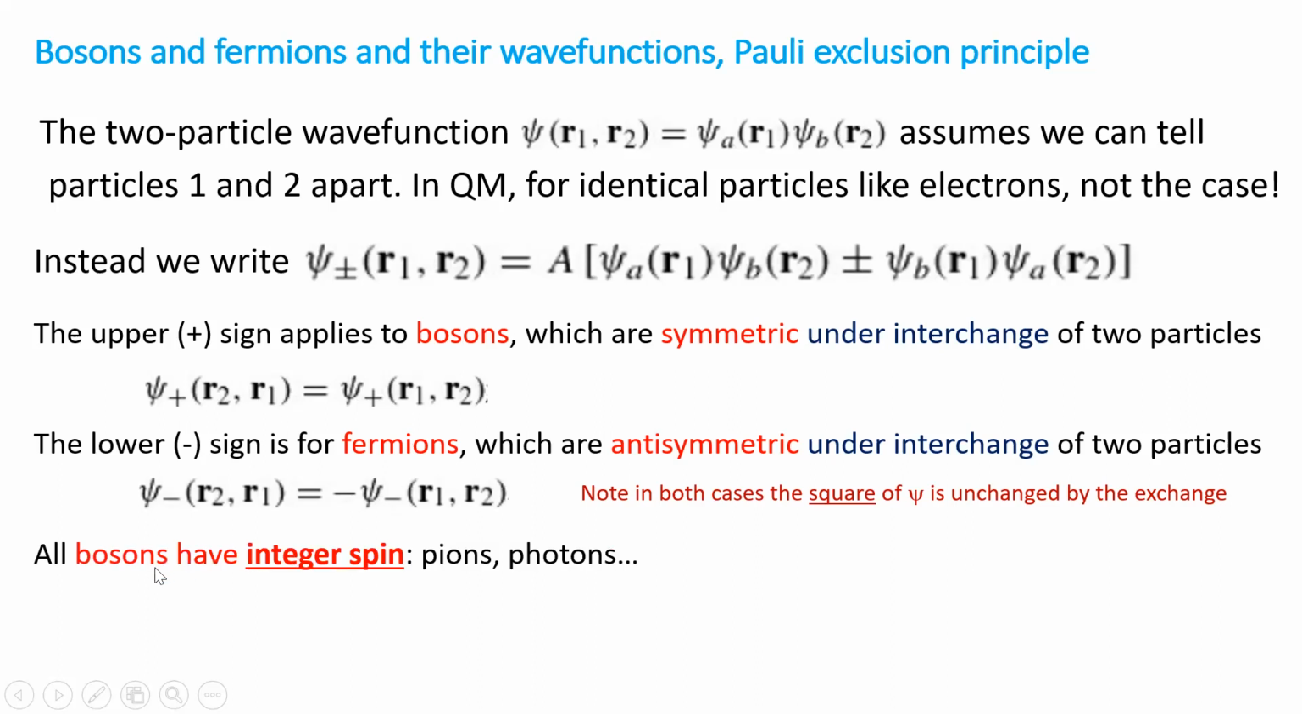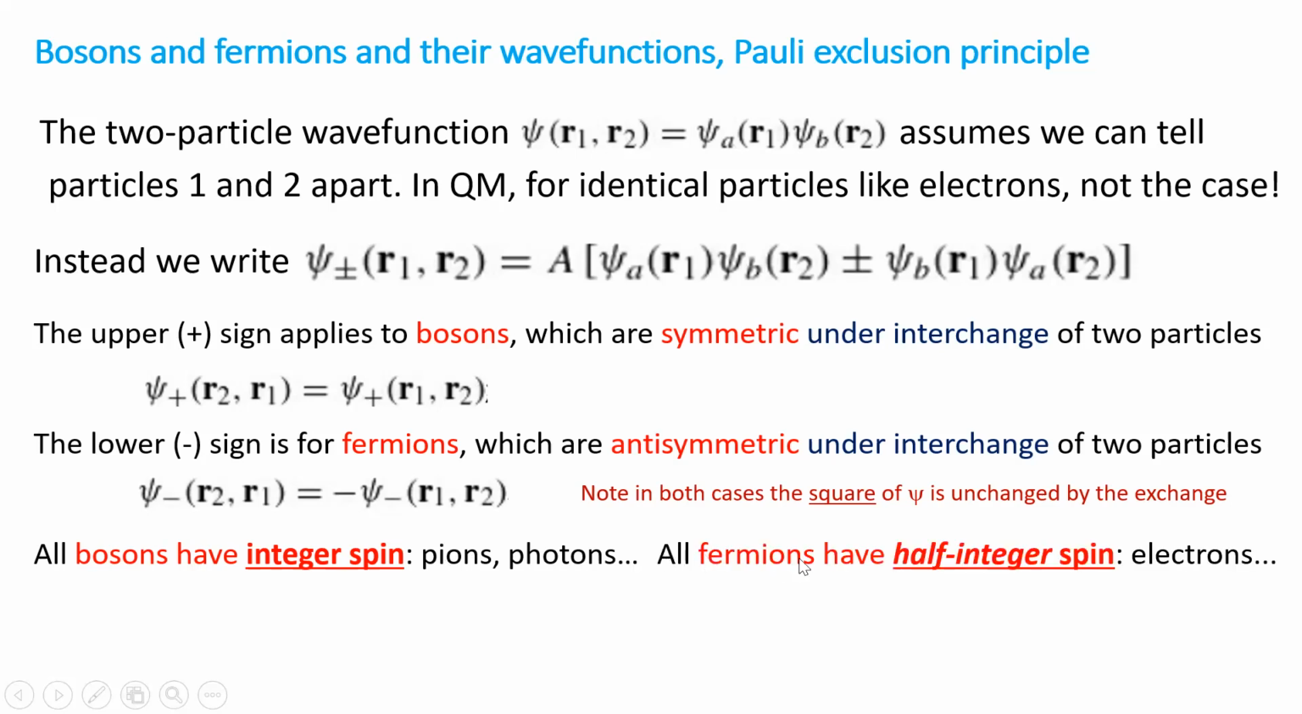Now, it can be shown that as a consequence of this property, which defines bosons, all bosons have integer spin. And this is called the spin statistics theorem. It's a fairly advanced theorem, but we'll just take it on faith, that all bosons have integer spin: pions, photons, etc. Pions have spin 0, photons spin 1, gravitons spin 2, etc.